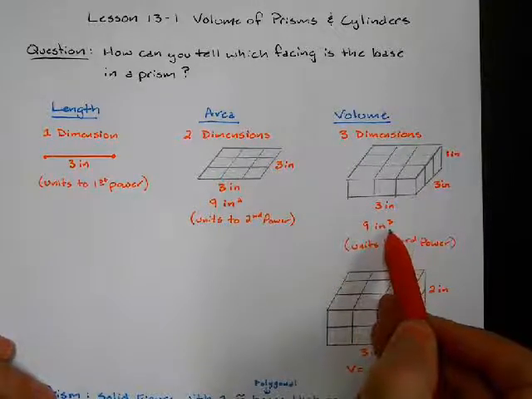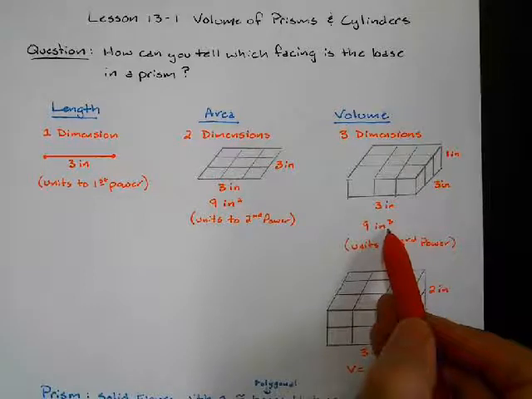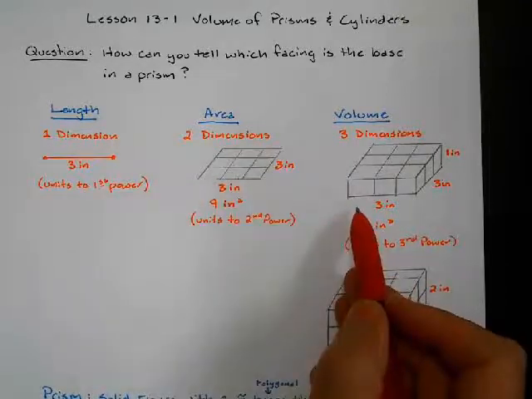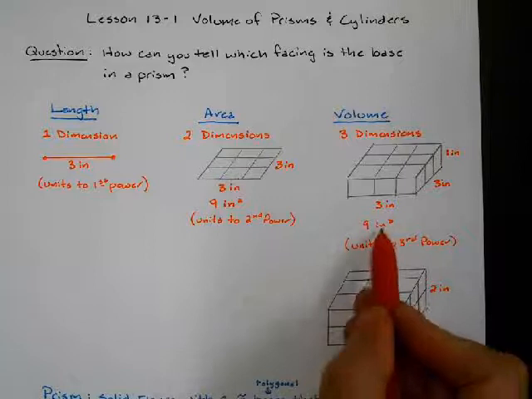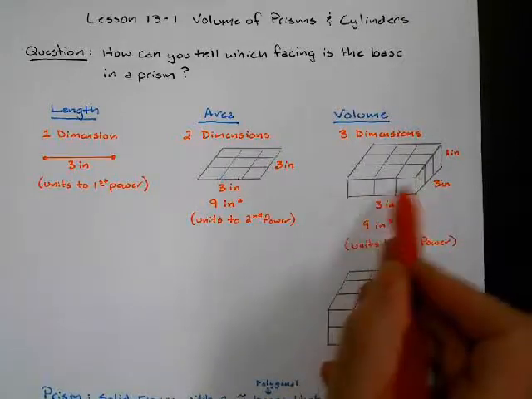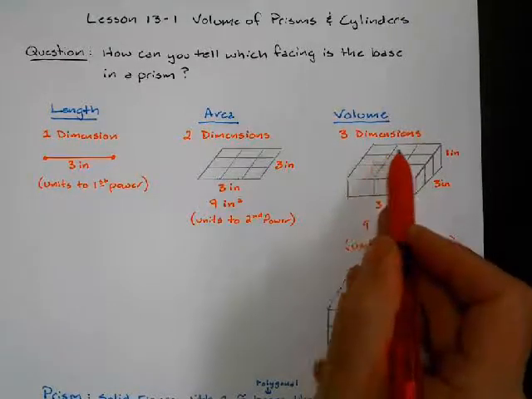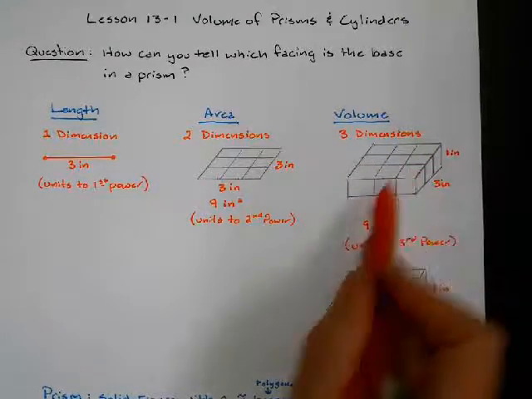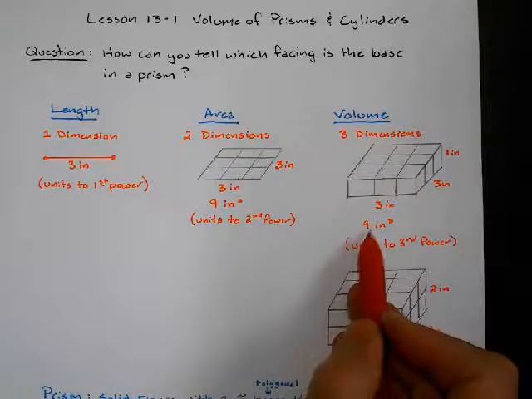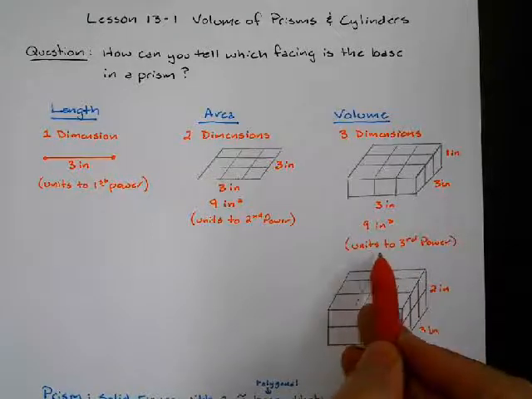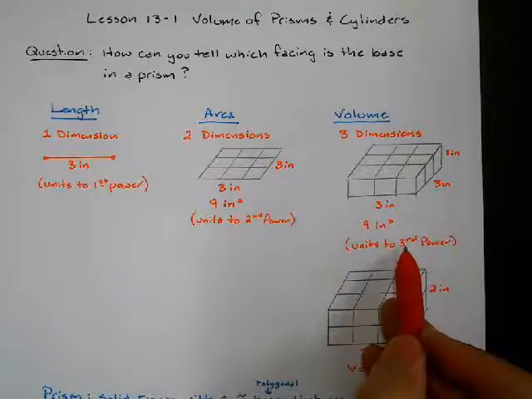Now when we're looking at volume, we're asking ourselves how many cubes will fill up the space. Over here we're looking for how many squares filled up the space. Volume is looking for how many cubes. That's why it's inches cubed. How many cubes are filling up the space? So here I can just count it out. There's 1, 2, 3, 4, 5, 6, 7, 8, 9. There's 9 cubes there. So it's 9 inches cubed. So the units are always going to be to the third power, because the third power is the cubed power.